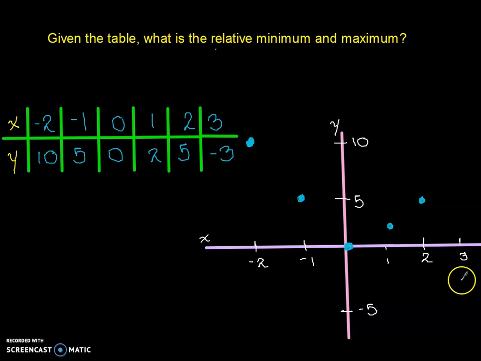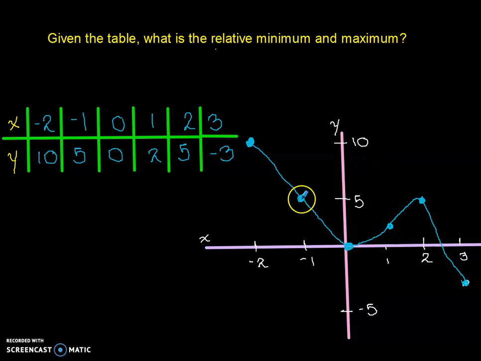So if I plot these points and then just sketch it out, I will see my graph here, which will give me the visual of where the relative minimum and maximum are. Think of the relative minimum and maximum as hills and valleys.